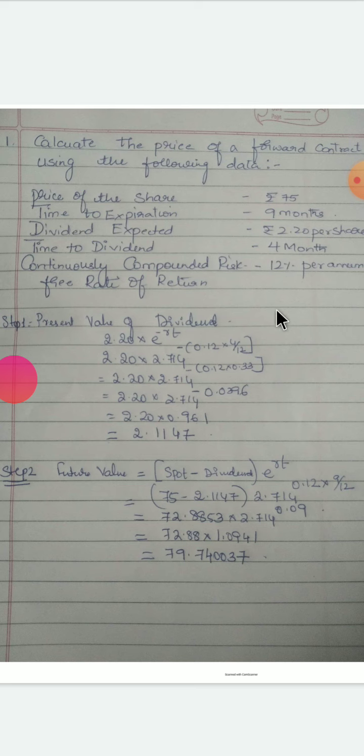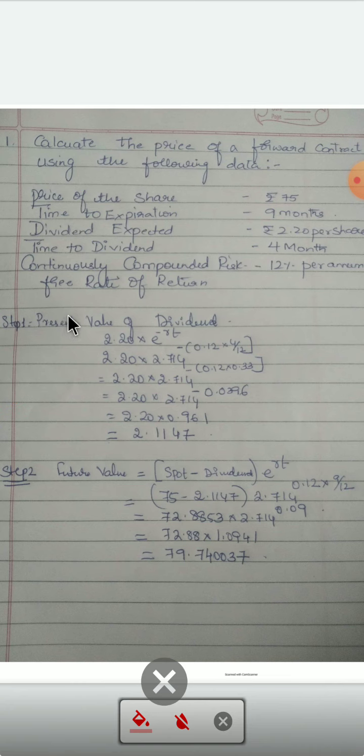Now this is a problem where dividend is given. Now let's read the problem for you. Calculate the price of a forward contract using the following data. The price of the share is equal to 75. Time 9 months, dividend 2.20. Continuously compounded risk free rate 12%.